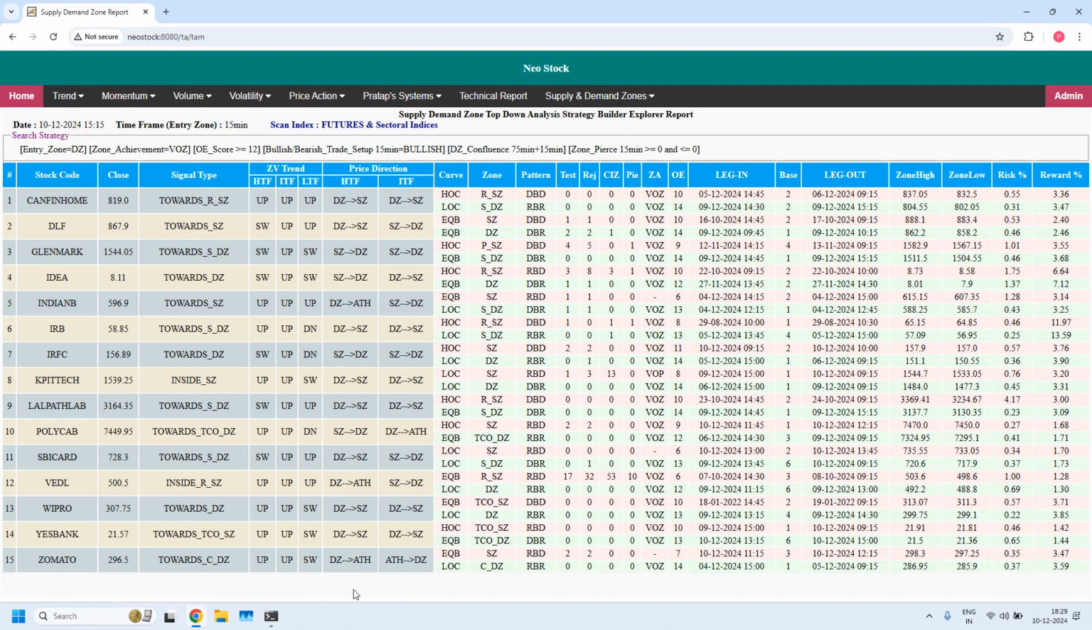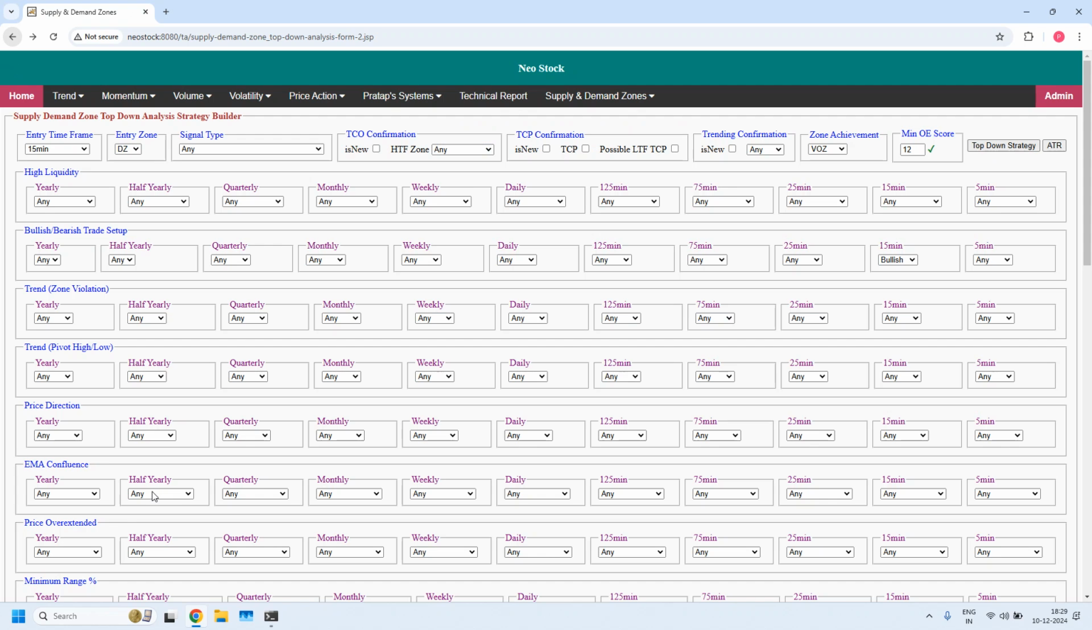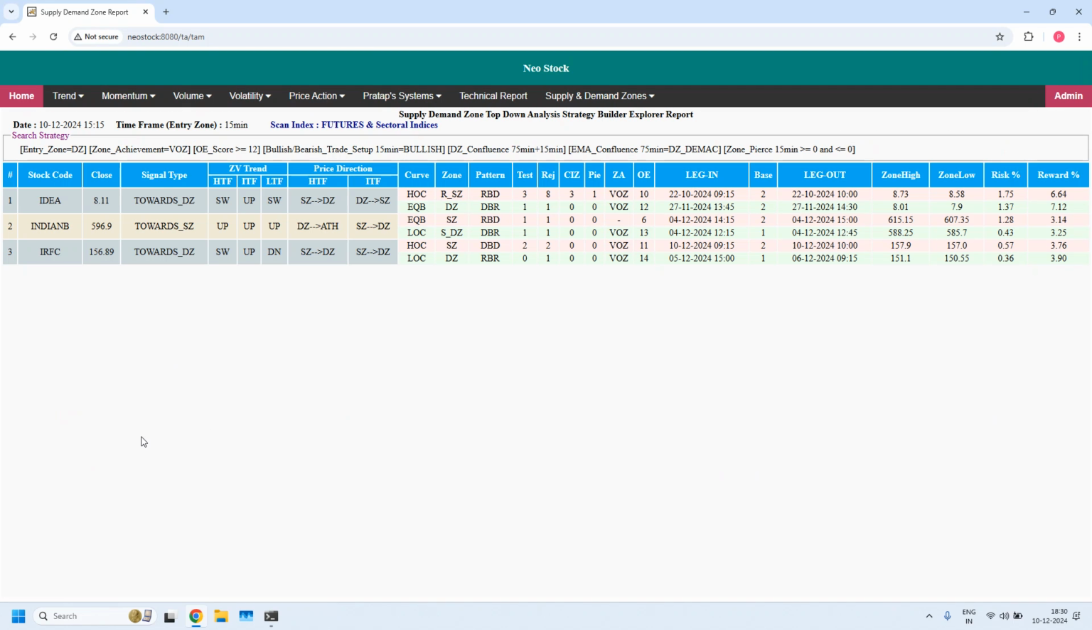If any of these zones are having 75 minutes demand zones with a daily EMA confluence, they could be even more high probability trade setup supported stocks. Let's verify. In the EMA confluence, at 75 minutes time frame, because the 15 minutes entry demand zone is part of the 75 minutes demand zone, that's why the 75 minutes demand zone with daily EMA confluence filter is enabled. With this filter, we got 3 stocks. These 3 are even more high probability trade setup supported stocks.